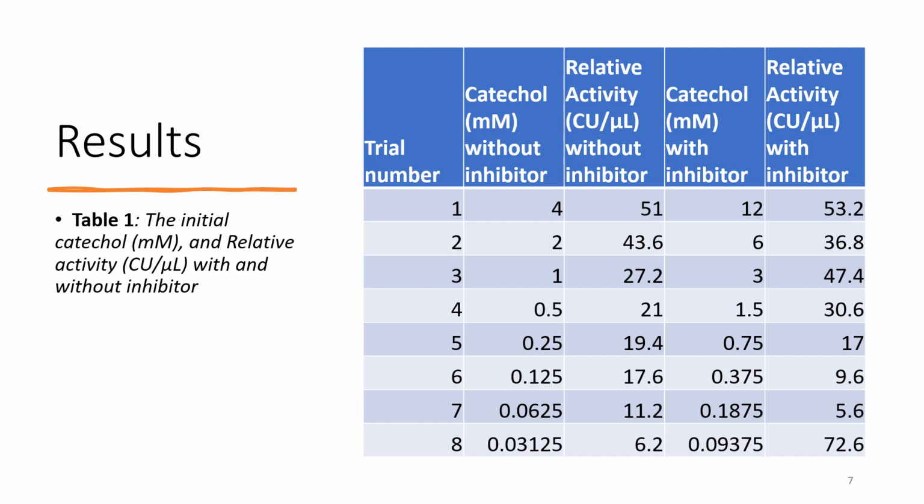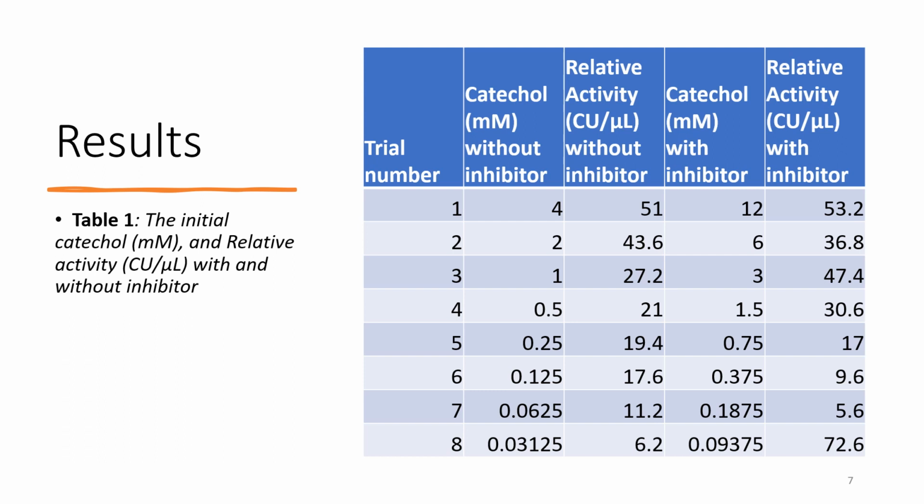It follows the same trend with the catechol with the inhibitor. It starts out with 12, and each time it goes down, it's cut in half. This allows us to see a clear graph of how the kinetics of the tyrosinase are being affected by the inhibitor. We can see that the general trend is that as there's less catechol, the relative activity also falls.